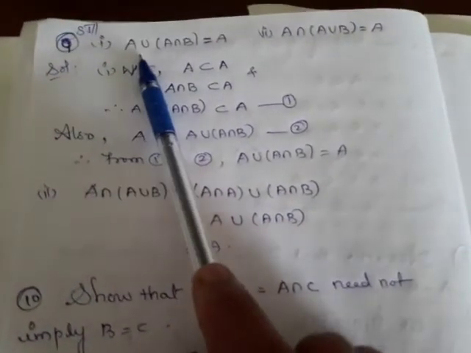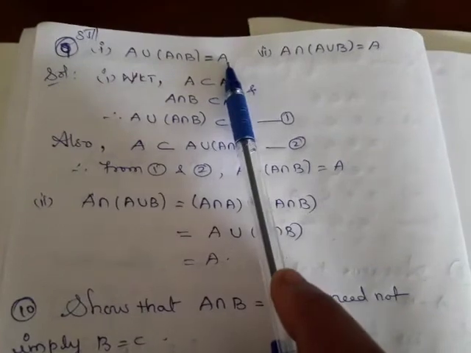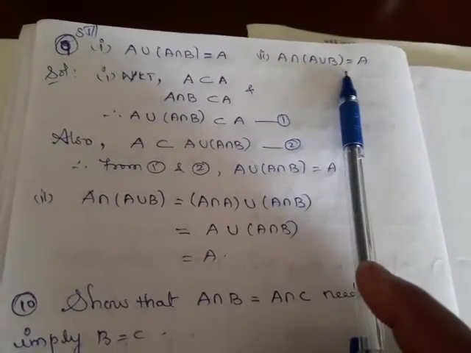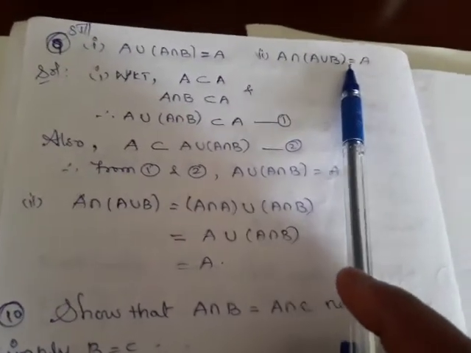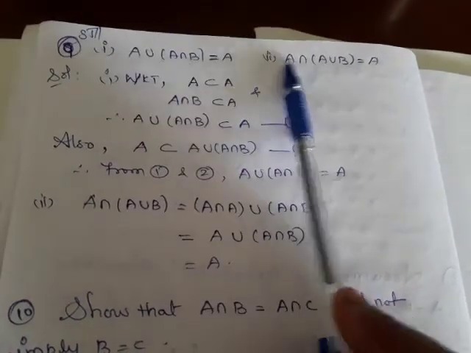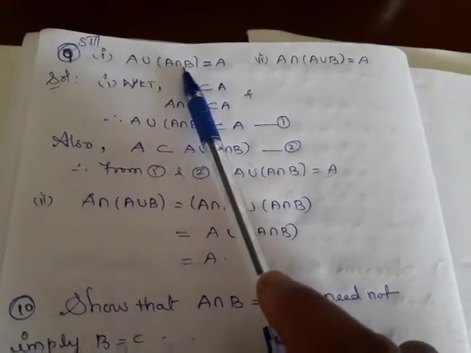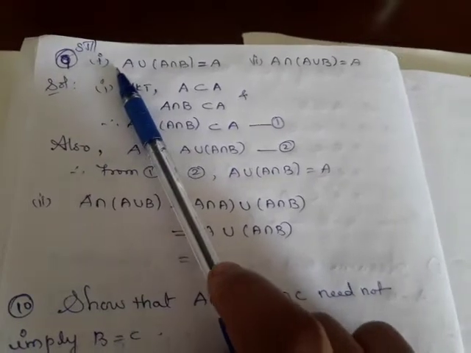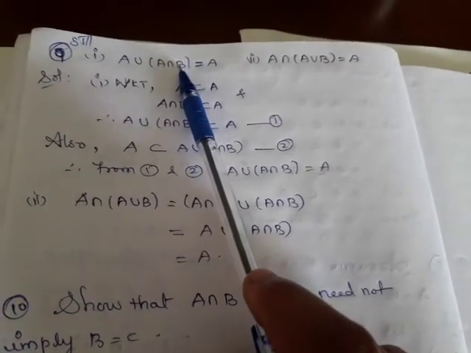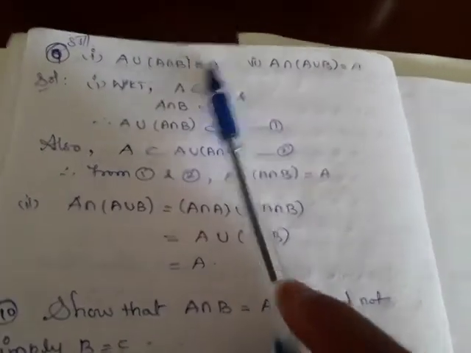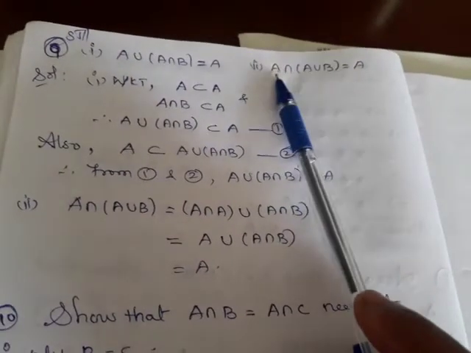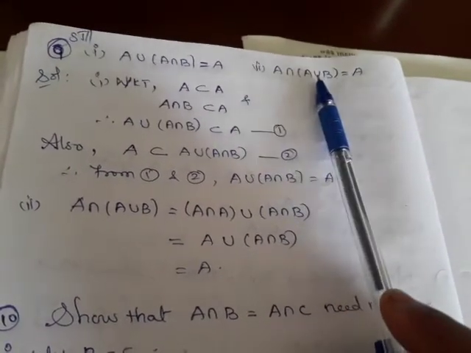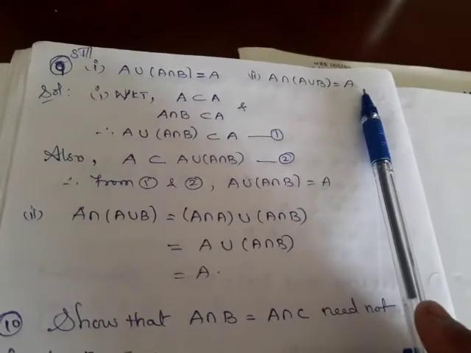Next, we will see the ninth question. We have to show that A union (A intersection B) is equal to A intersection (A union B), which is equal to A. Right? Understand the question properly. Here we have intersection. If we union the set A with its intersection with another set B, you will get the same set. And if you intersect the set A with its union, you will get the same set. Alright? So how can we prove this?